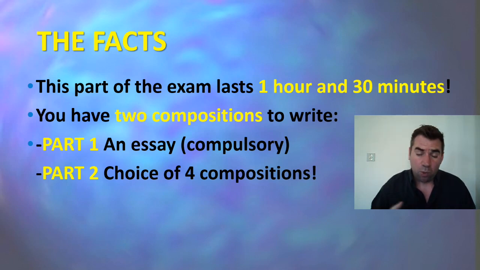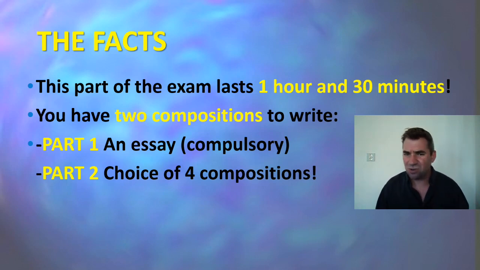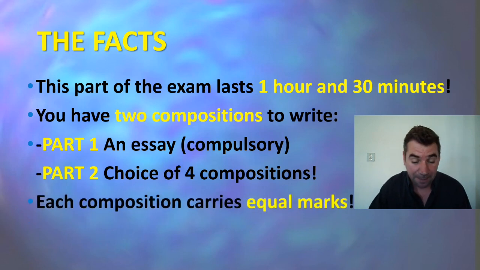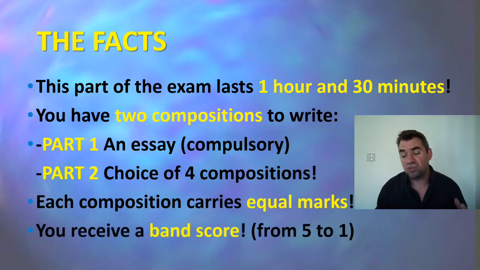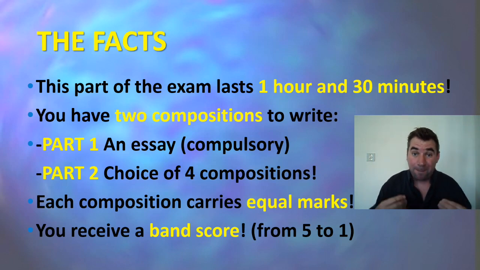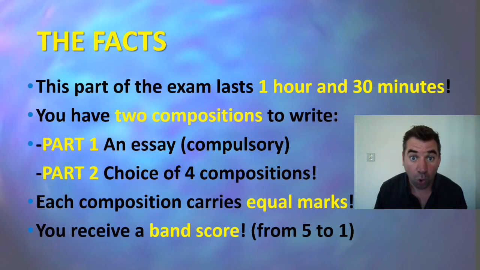There's going to be another video where I'm going to have a look at this essay in detail, because it's quite tricky to do the essays they give you here, and it's not just a straightforward essay. Anyway, we're not going to deal with that in this video. Part 2, this is where you get a choice. You'll get 4 compositions and you'll get to pick one, and we'll have a look at that in a minute. So each composition carries the same amount of marks, obviously, and you're going to receive a band score, band 5 to band 1. Band 5 being, you're awesome, you rock.